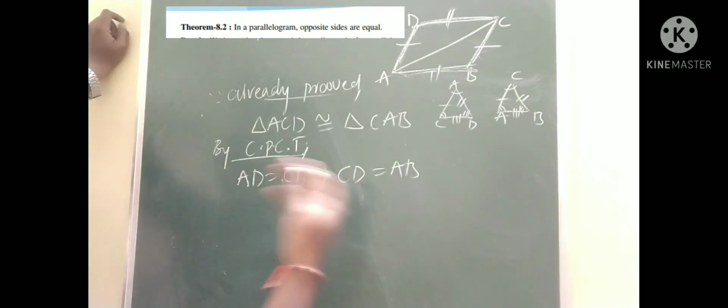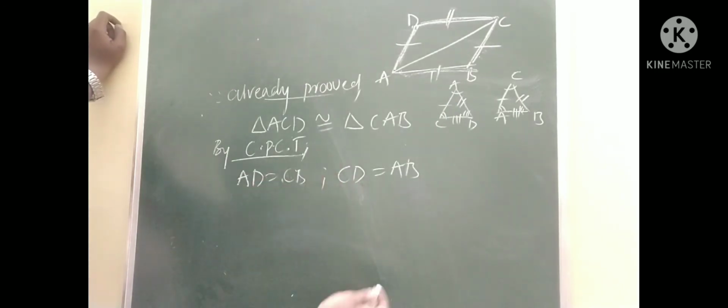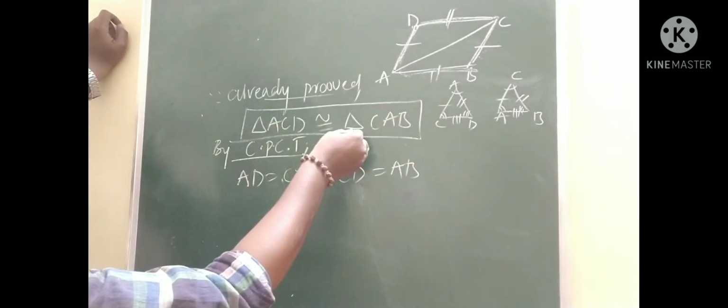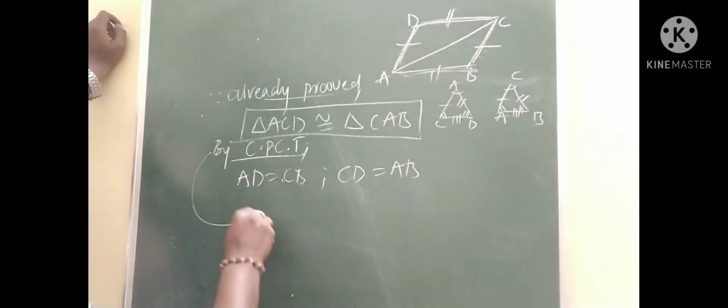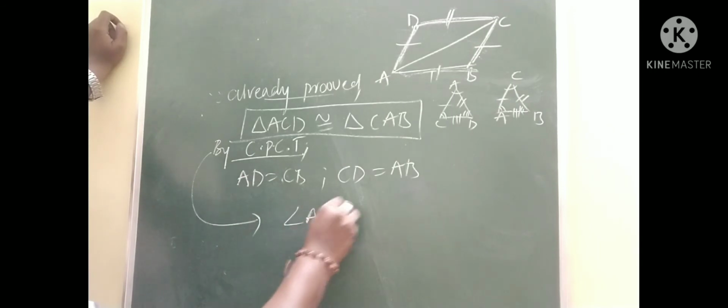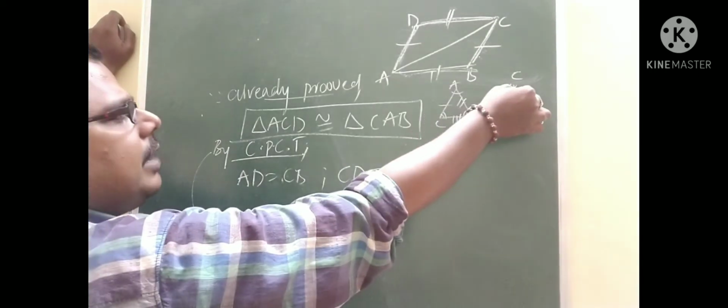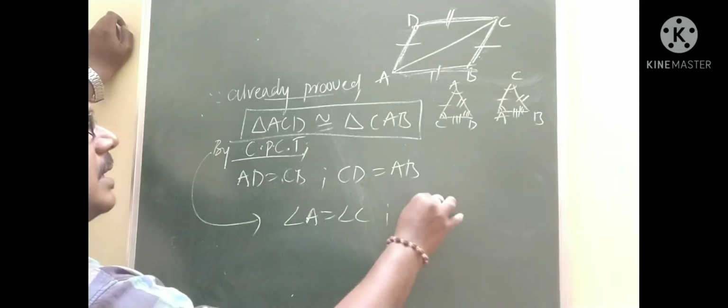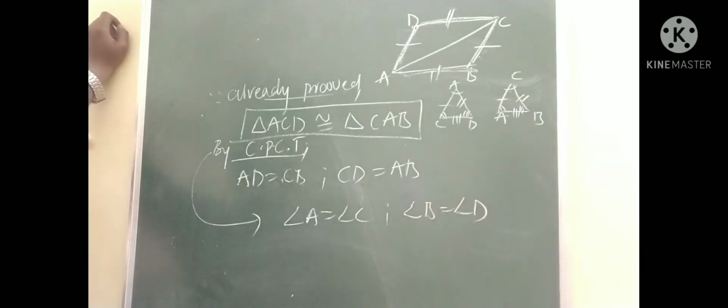And if it is required to prove opposite angles are also equal, you can use the same statement. As these two triangles are congruent, by CPCT, angle A is equal to angle C, and angle B is equal to angle D. So here we can prove this one also. Got it?